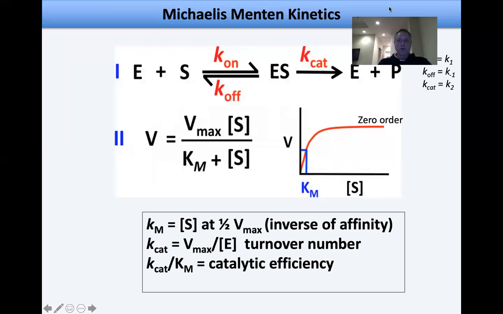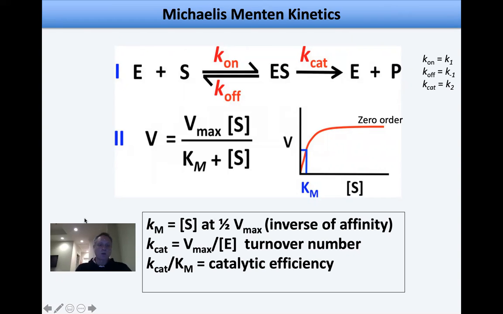So the most common thing you'll see with respect to enzymes is Michaelis-Menten kinetics. This is an enzyme plus a substrate giving you an enzyme-substrate complex, which goes to enzyme plus the product. I have K on, K off, and K cat, also seen as K1, K minus 1, and K2. There is no K minus 2 because of Michaelis-Menten kinetics.